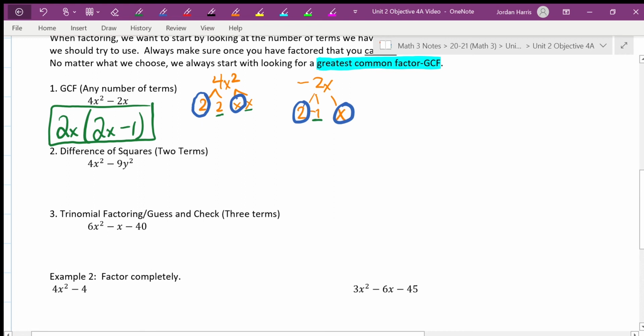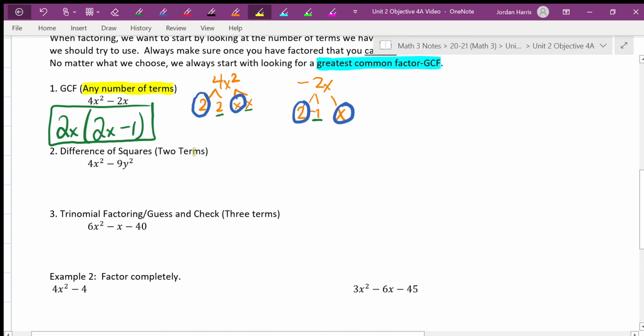Okay, so we always look for that first. And notice I cannot factor more. I would always check, can I factor more? A lot of times when you do a GCF, you can still factor more. So this is any number of terms for GCF. That's why we always look for it first.